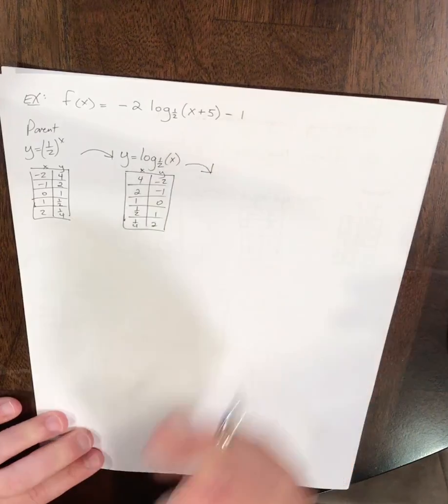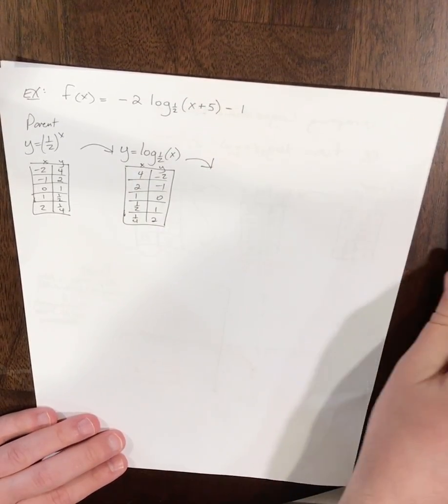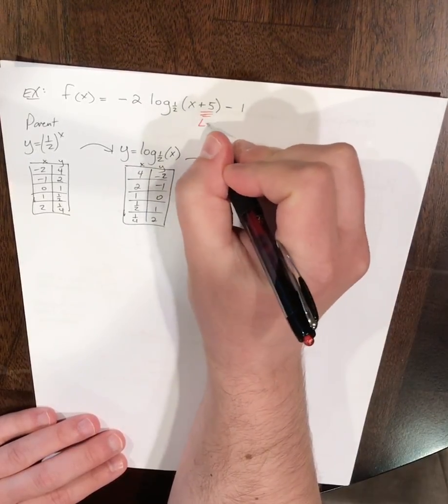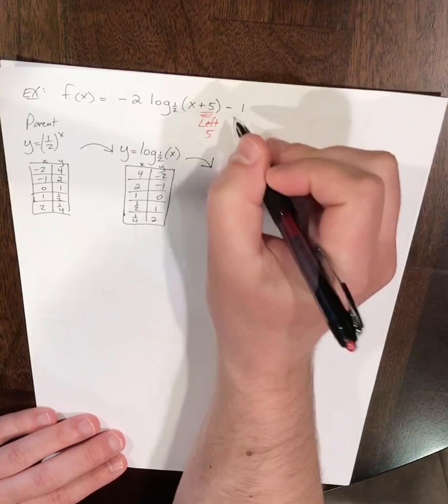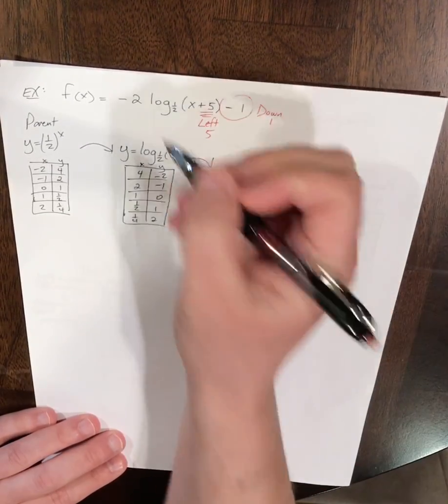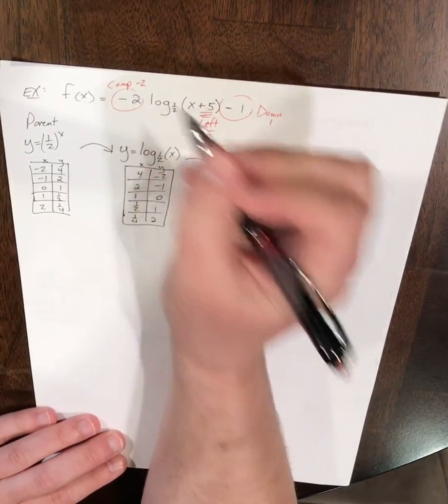And now we look at the function itself that was given and find the actions that are involved. So we have this plus 5 here. That is going to be left 5. We have this minus 1. That's a down 1. And we also have this compression of negative 2.